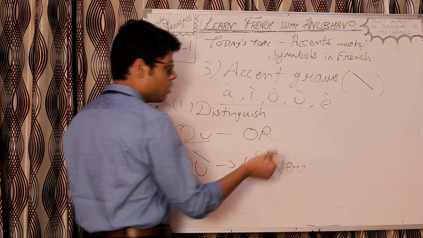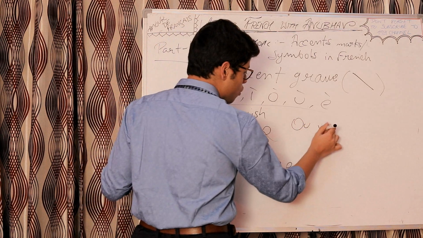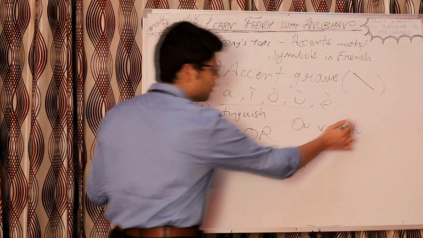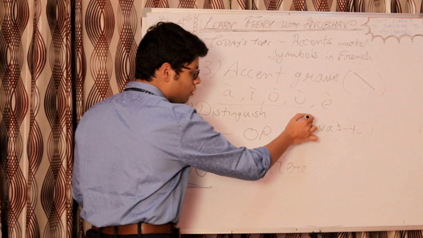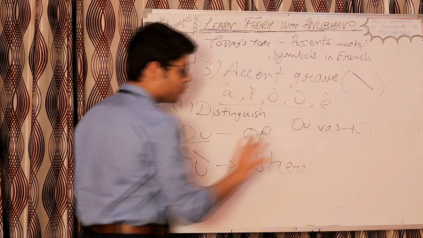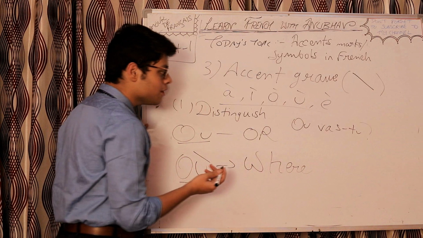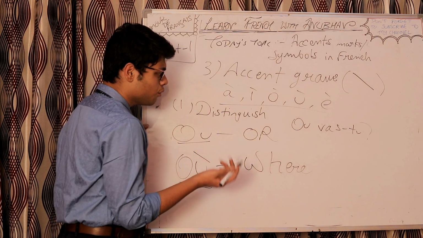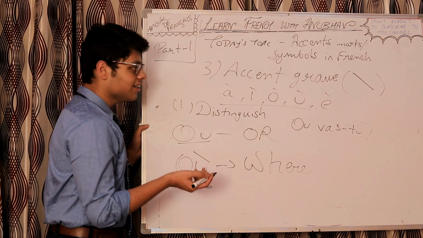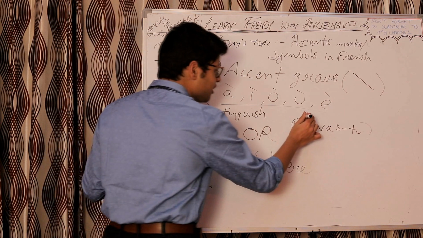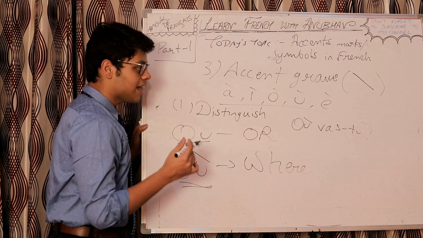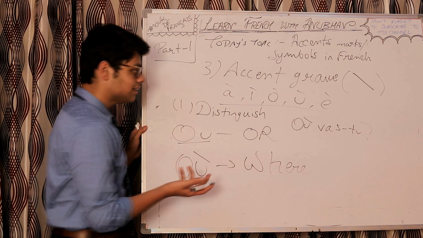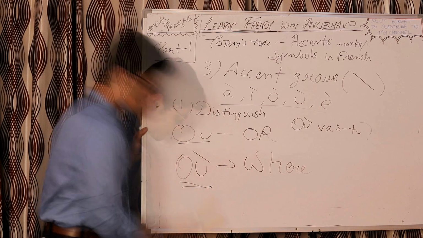Like if you are writing où vas-tu, where are you going? Now if you are not putting this accent over here, then it will be like ou vas-tu, or are you going? That would be weird, that would be meaningless. It should be here to make it where are you going and not or are you going. That won't have any meaning.